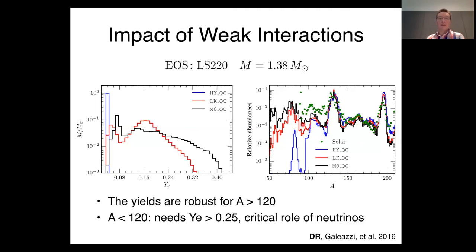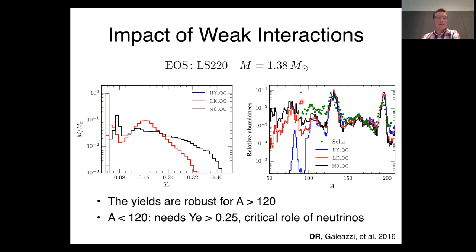So most of this material undergoes fission cycling, and you get this universal pattern that agrees quite well with the solar abundances. And we find much larger deviations between these different models at lower atomic mass numbers and around the first peak of the r-process elements, where neutrinos play a very important role. However, in none of our simulations are we able to completely explain solar abundances around these low A, relatively low A nuclei.